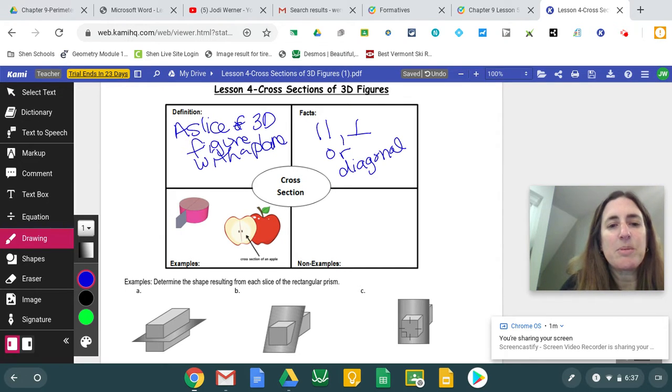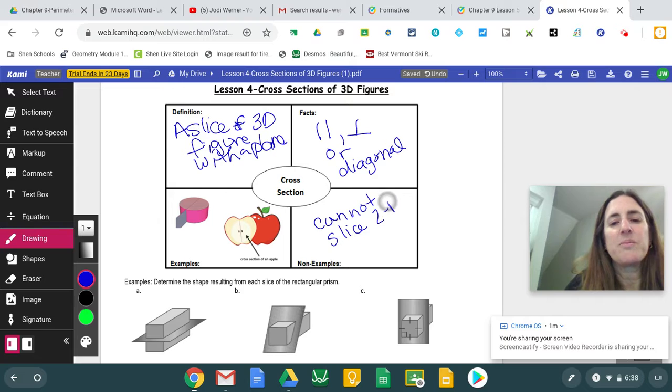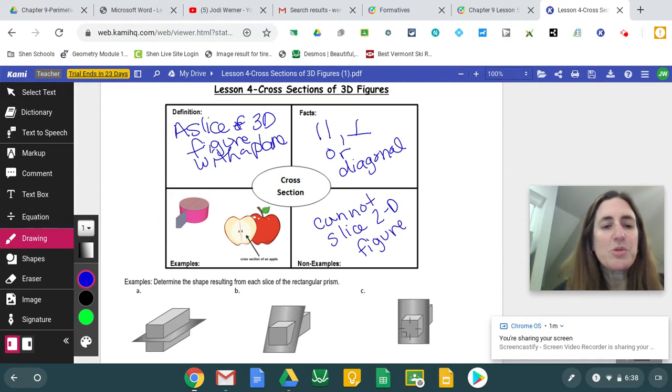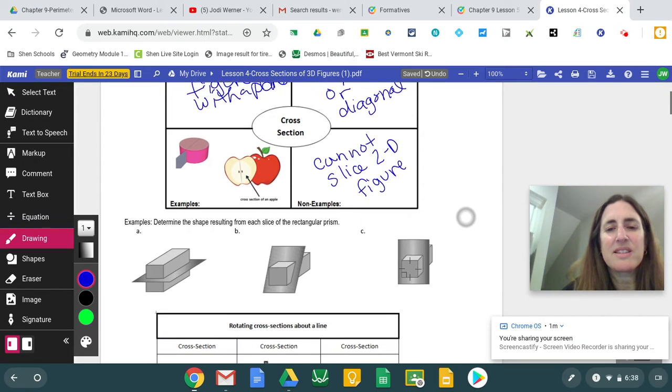So here are some examples of cross sections. If you sliced an apple, you could see the inside of it. A non-example is that you cannot cut or slice a 2D figure. It has to be something three-dimensional in order to take a slice from it, which makes sense.